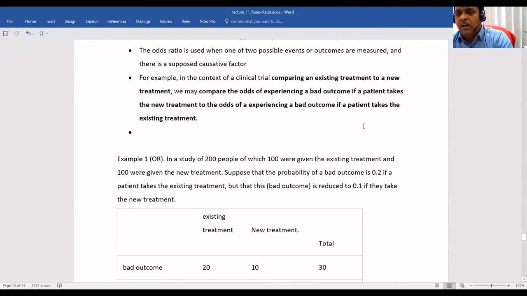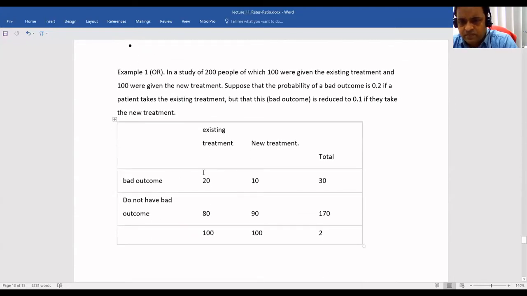For example, we can compare an existing treatment to a new treatment. We may compare the odds of experiencing bad outcomes if a patient takes the new treatment to the odds of experiencing bad outcomes if a patient takes the existing treatment. So if somebody took the new treatment, we can find out the odds of getting the bad outcomes compared to if the patient took the existing treatment instead of the new treatment. Okay, we have an example. The odds ratio will be more clear from the example.